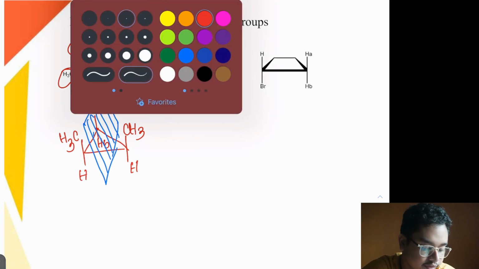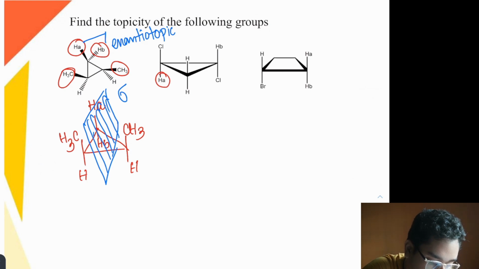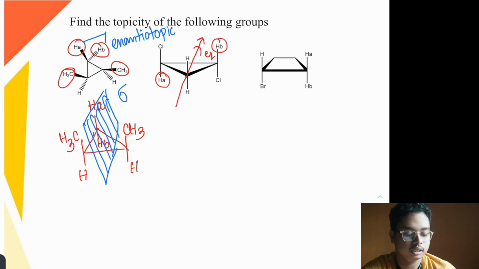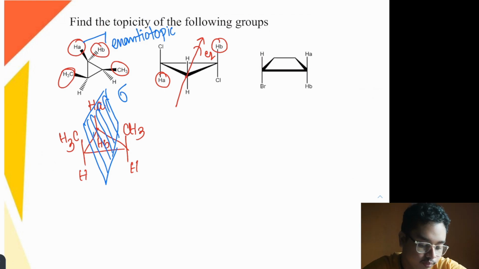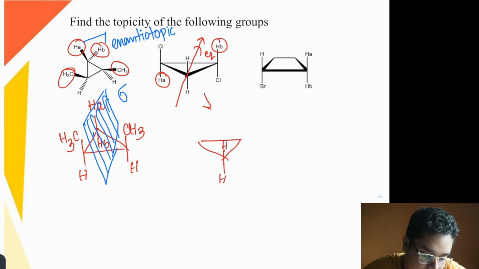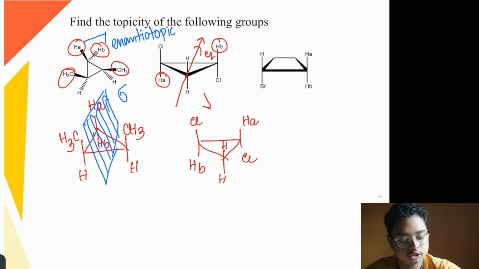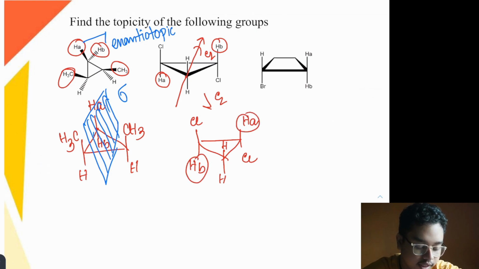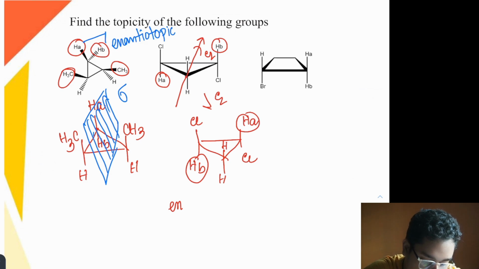In the next question, if you see, this HA and HB are interchangeable by C2. If we just flip this particular group, it will be similar: H, H, HA, Cl, Cl, HB. So this is interchangeable by C2. That means these two are nothing but enantiotopic in nature. Sorry, homotopic in nature.